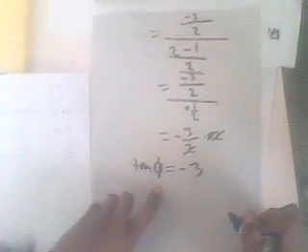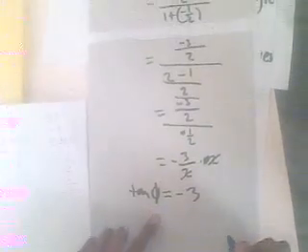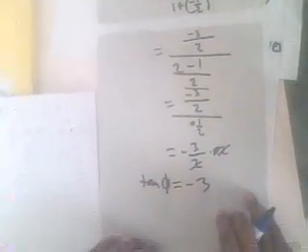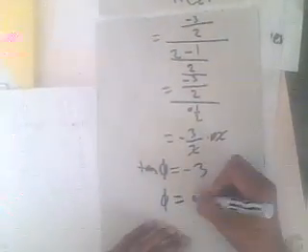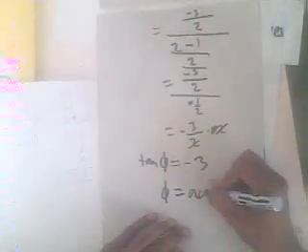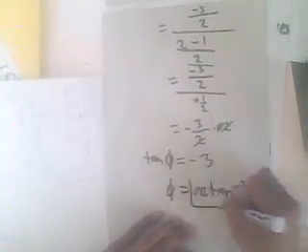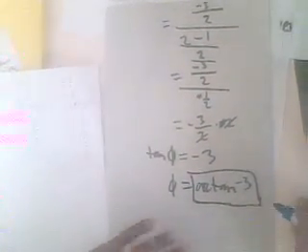We are finding the acute angle, so we must transpose the tangent. It is equal to the arc tangent of negative 3. So this is now the angle between our two curves. That's all.